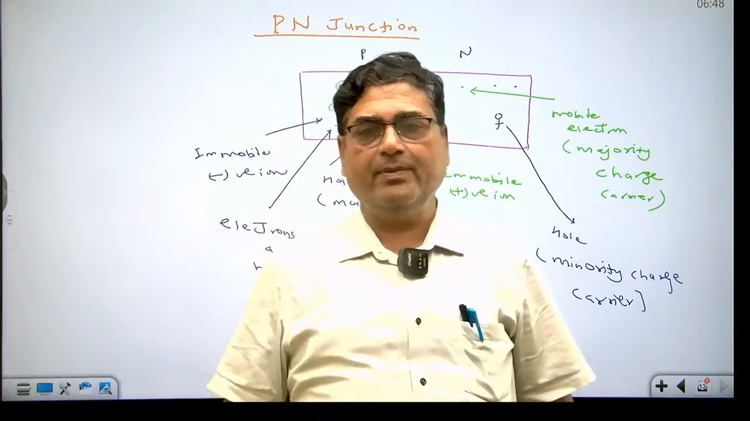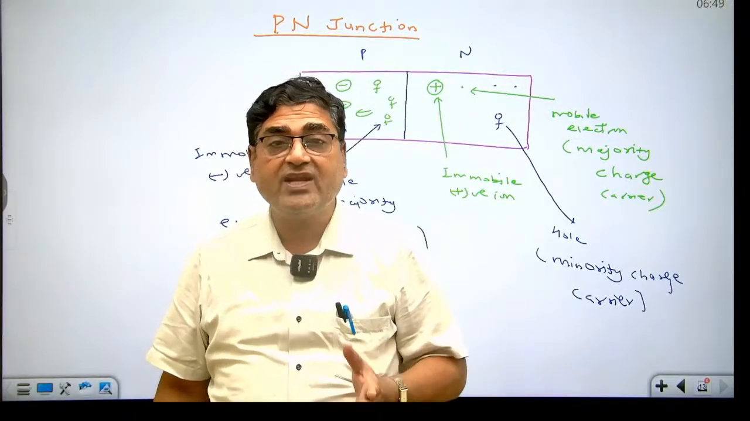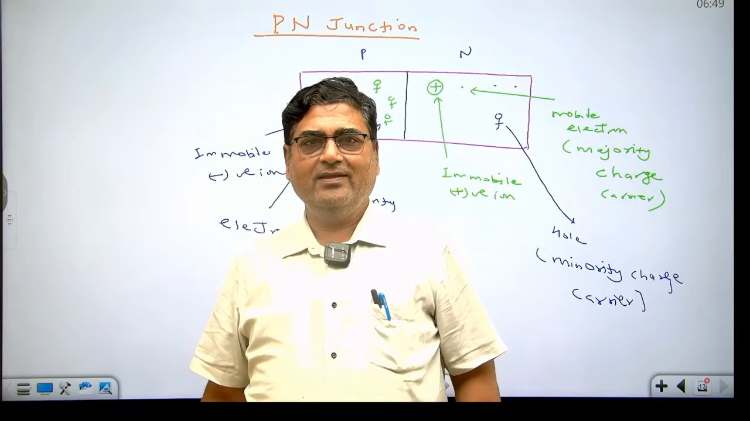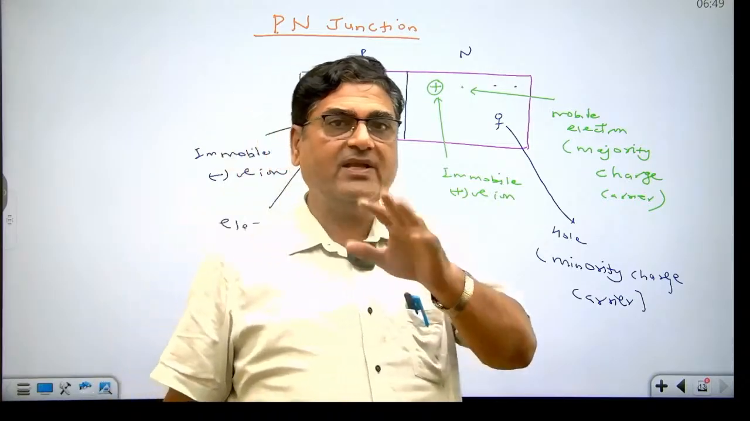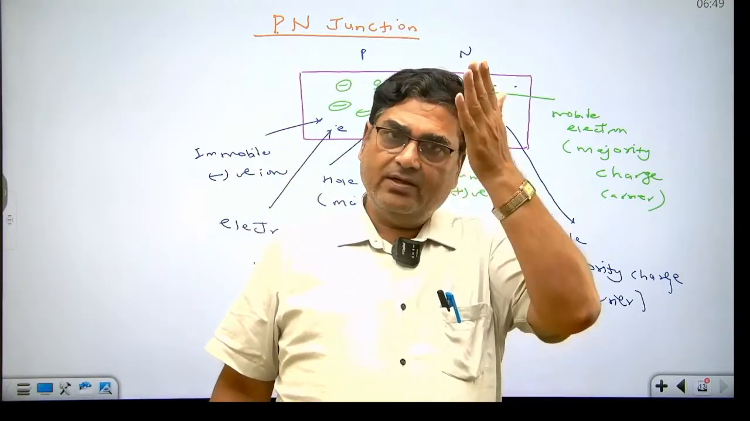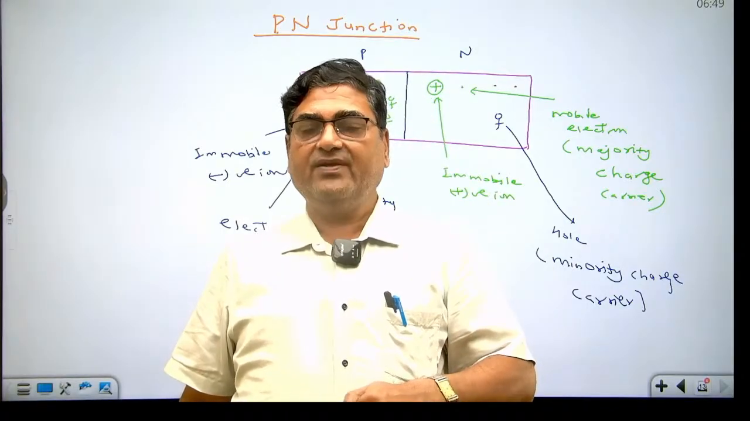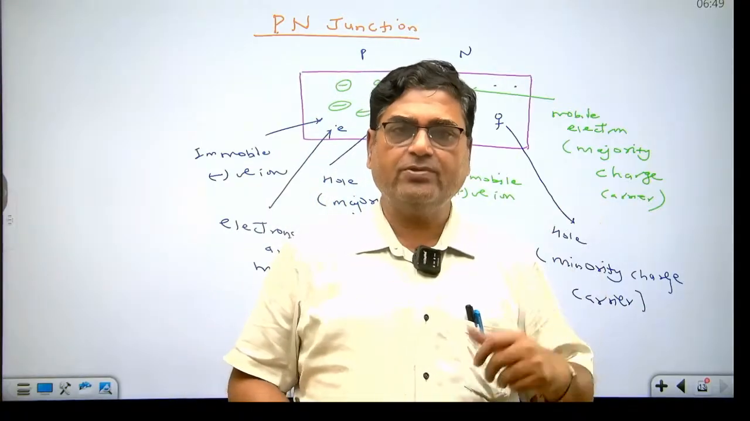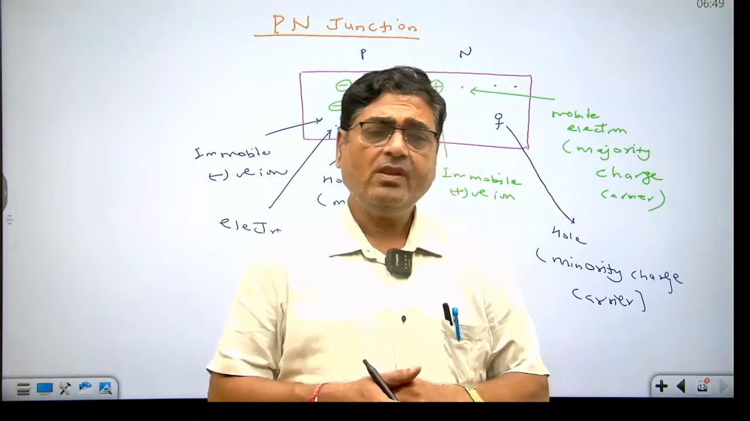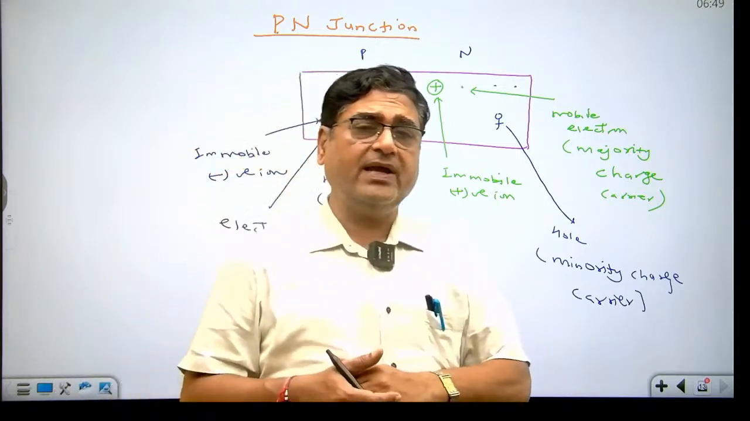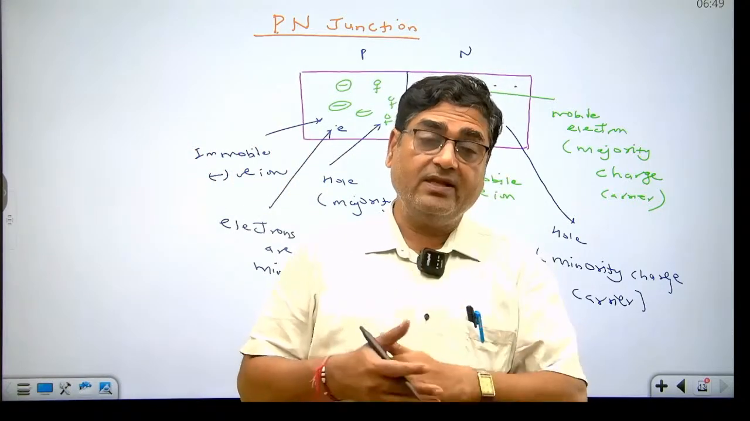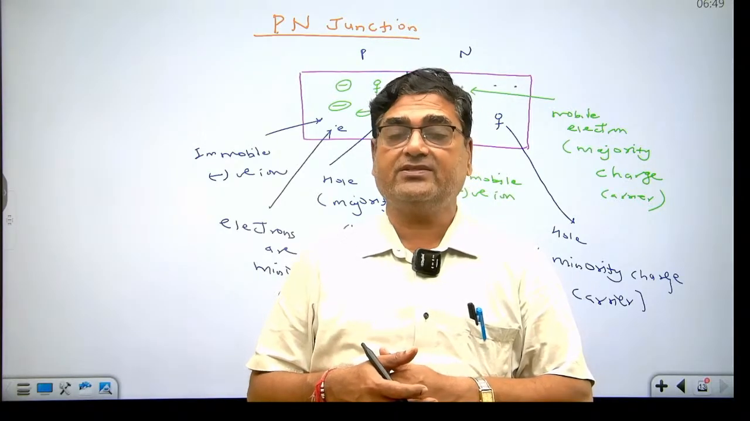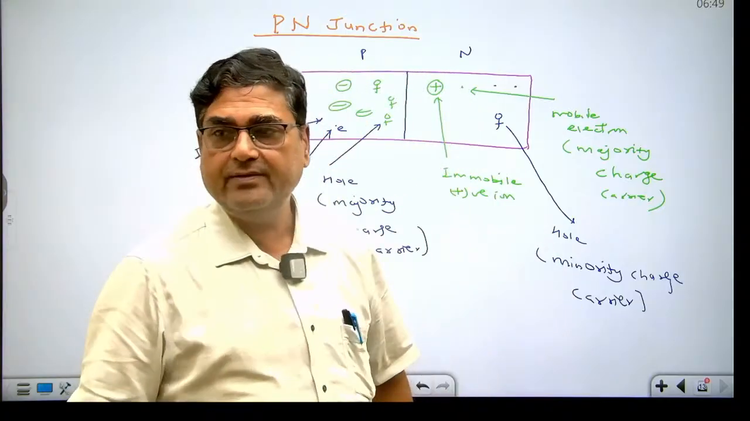So dear student, always remember, diffusion current is due to what? Diffusion current is due to majority charge carriers, and diffusion current remains maximum at t equal to 0. Due to decrease in the concentration difference, diffusion current decreases, and drift current starts increasing because of setting of barrier electric field. Drift current is always due to minority charge carriers. Dear student, the direction of drift current in the p-n junction is from n to p, and direction of diffusion current in p-n junction is from p to n. This is very important.